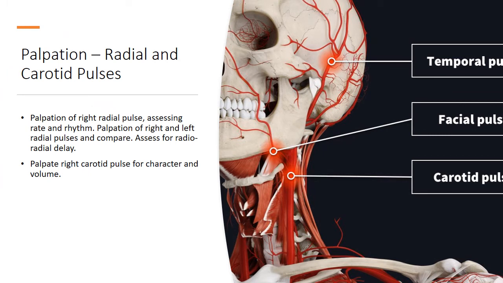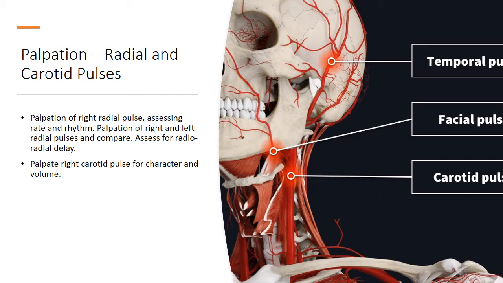As we move from our inspection to palpation, we should palpate the radial and carotid pulses. We start by palpating the radial pulse, and we can comment on the rate and rhythm as we palpate the radial pulse. And then we really should palpate both right and left at the same time, so we can compare pulses, and in particular palpating for radio-radial delay. Now this is when we might be able to palpate the asynchronicity of the radial pulses.